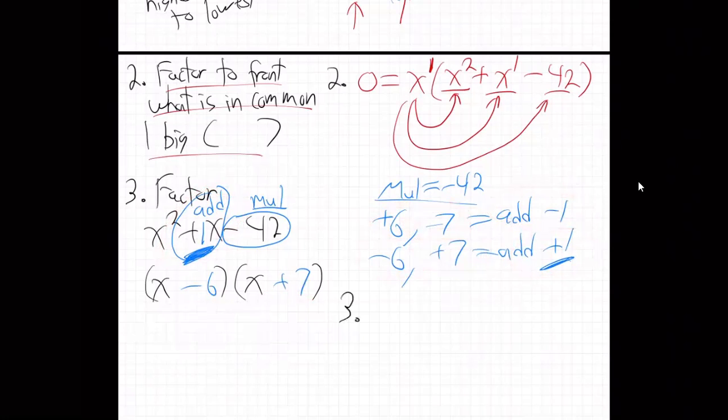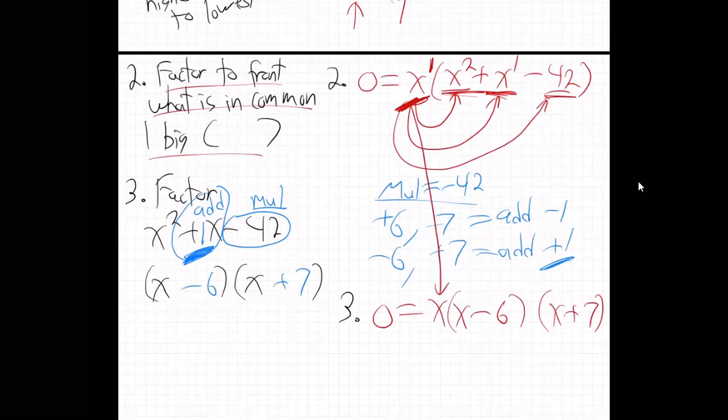Well, so then number 3, 0 equals, we have the x in the front, and then now we have the 2 parentheses from the x squared plus x minus 42 thing, we have x minus 6, x plus 7. So we factored it down for that. X in the front is still there, though. That hasn't gone anywhere, right? That's still there. It's just the other 3 terms broke into these 2 parentheses. The 0 is still on the left. Everything else is still there.